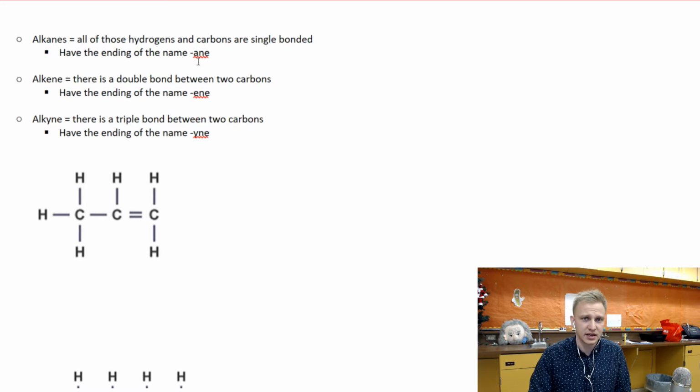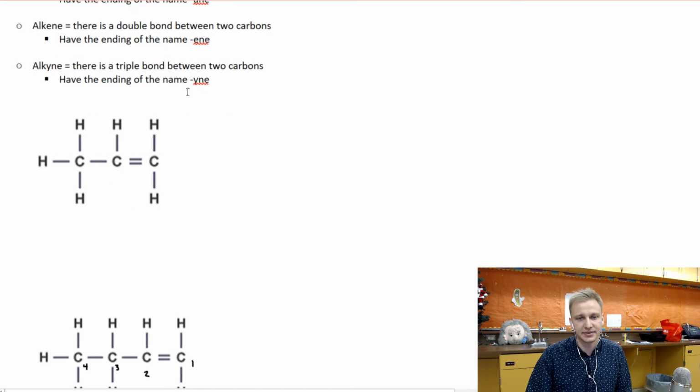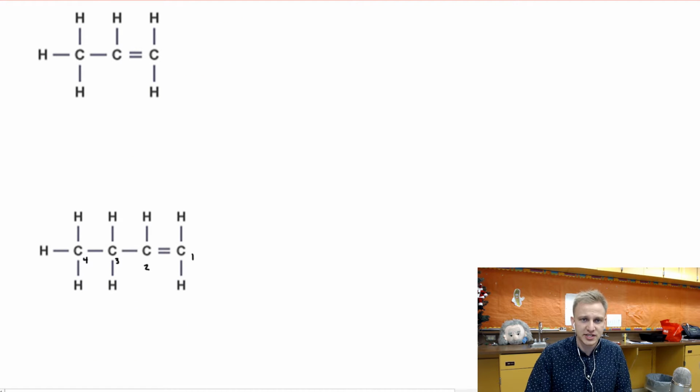An alkene is slightly different in that we have at least one double bond present in the molecule. We're going to change the ending of that name to E and E. And then an alkyne is where we have a triple bond between two of the carbons. We're going to change that ending to Y and E. Our first example is going to be an exception to one of those rules.